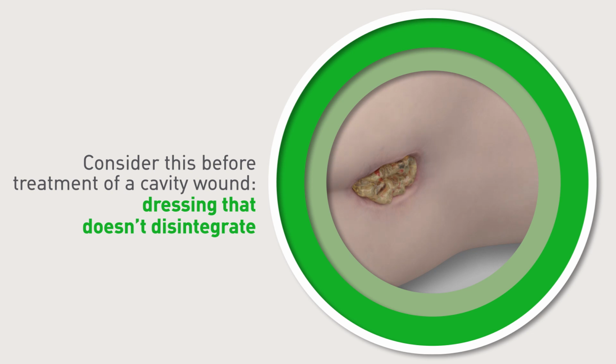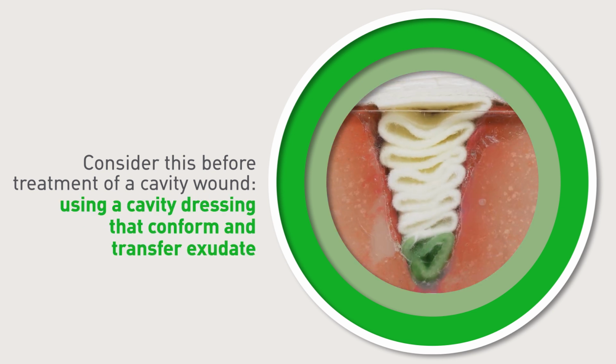Selecting a dressing that doesn't disintegrate, because in cavities, tunneling, and fistulae, it can be impossible to see the wound bed properly, and it's important to guarantee that we don't leave debris inside the space, and the filler dressing comes out in one piece. Using a cavity dressing that conforms to the wound bed and has the ability to transport exudate to the secondary dressing. This will prevent and eliminate dead space and pooling of exudate within the cavity, which can increase the risk of wound infection.